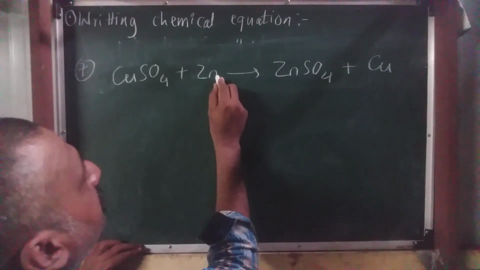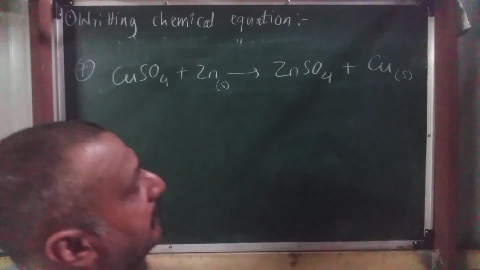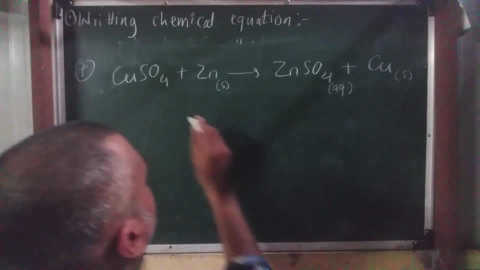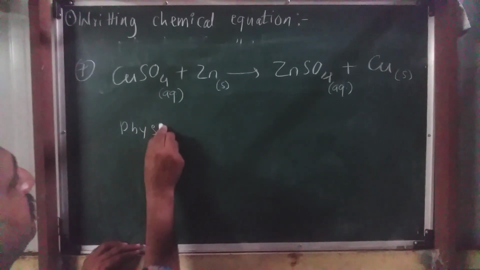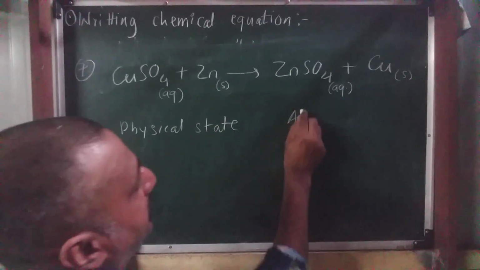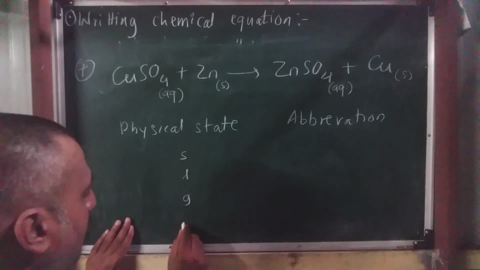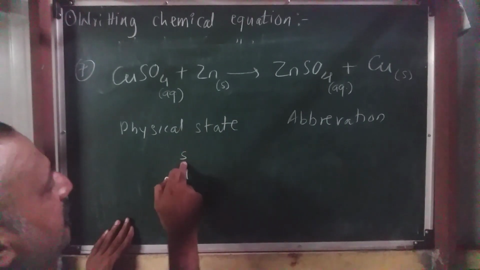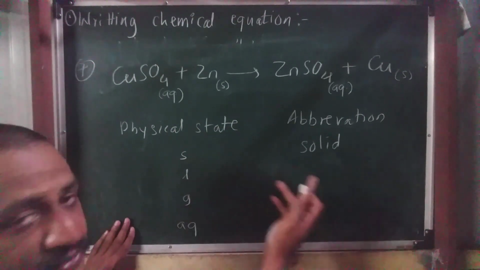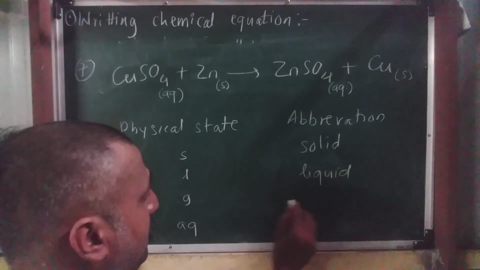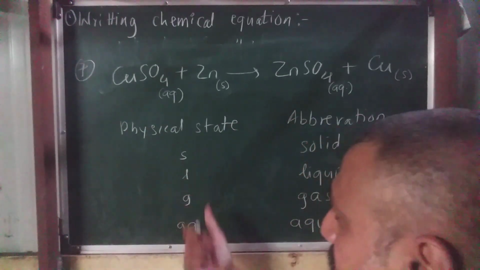So we should write the physical state. Zinc is in solid state, to be denoted by small s. Copper, solid state product, should be mentioned as small s. This is in aqueous state and this is in the aqueous state. So what is the 7th point? Physical state and abbreviation. See, small s, small l, G as well as aq. What do they indicate? Small s stands for the physical state solid, whether reactant or product, whatever it may be. L, of course you know, is for liquid, g for gas and aq for aqueous, correct. So this is all about the physical states.